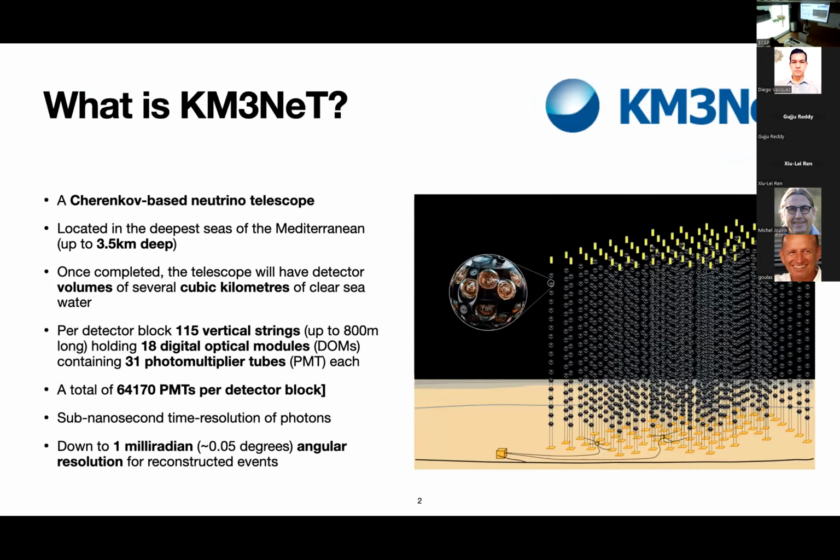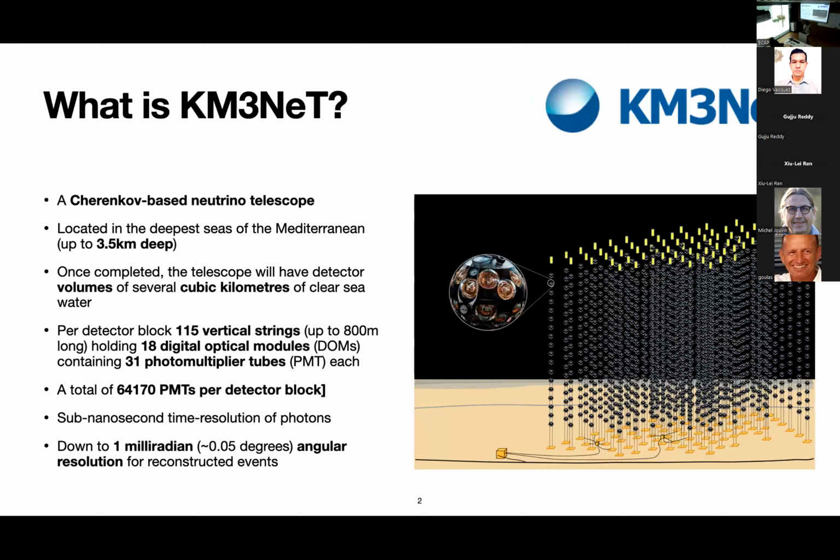So let me quickly introduce KM3NeT, because we mentioned it a few times. It's a Cherenkov-based neutrino telescope. We have been building it for at least 10 years now. It's located in the deepest seas of the Mediterranean. We currently have 2 sites operating. It's up to 3.5 kilometers deep in the sea.